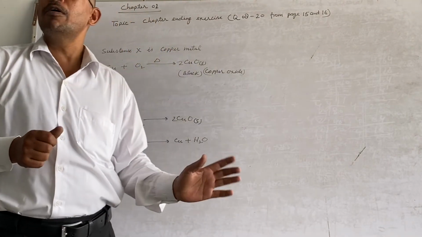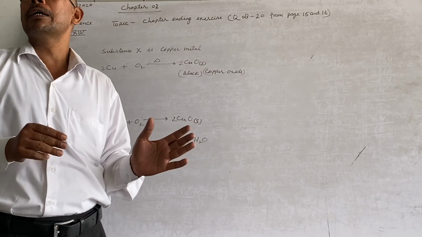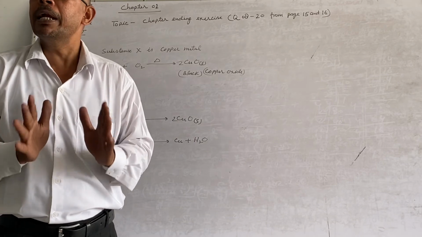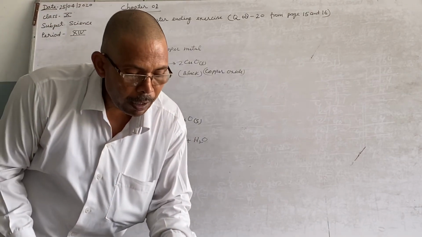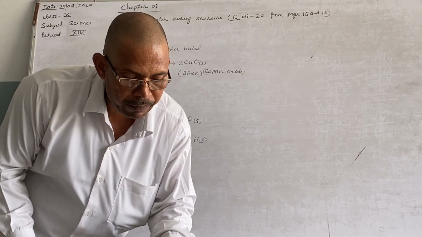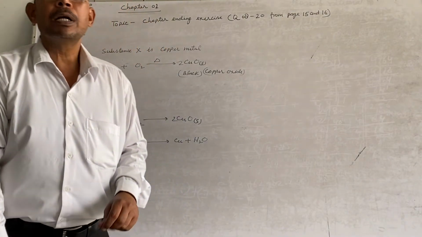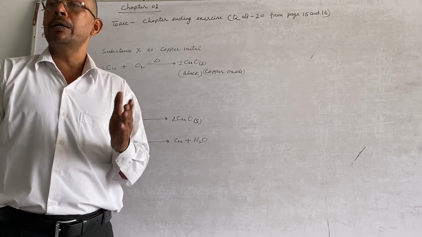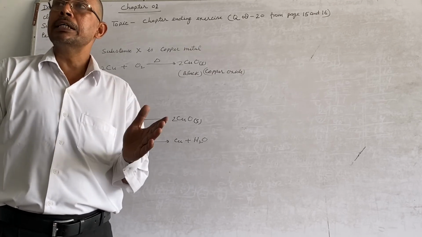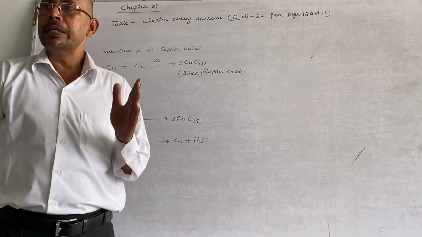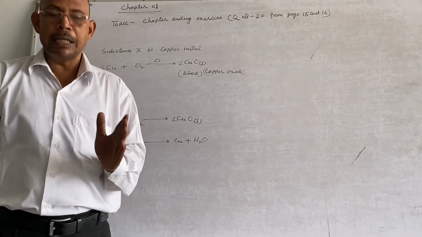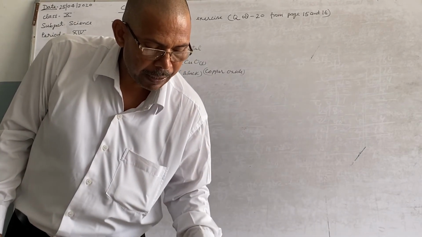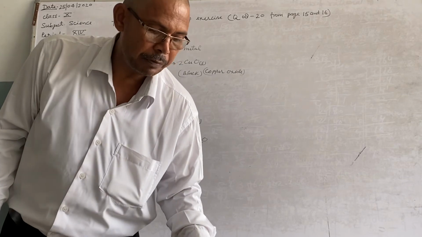To protect it from rusting. Iron articles are protected from rusting by applying paint on the surface. Oil and fat containing food items are flushed with nitrogen. Why? Because nitrogen is an inactive gas and it prevents the oxidation of fat and oil present in the food item. So that is why oil and fat containing food items are flushed with nitrogen.